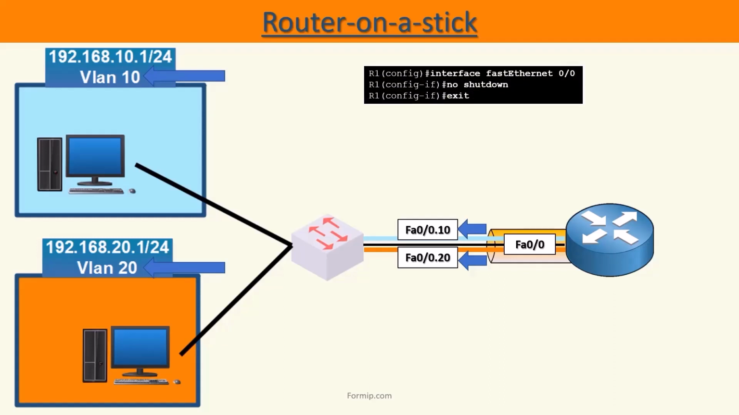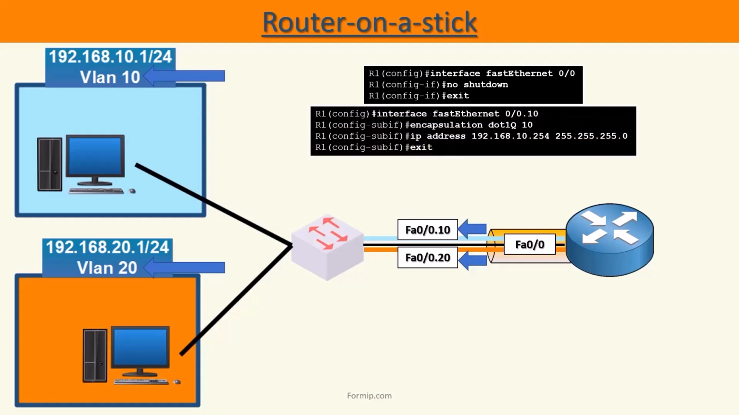We'll start by bringing up the physical interface 0/0 of the router with a no shut. Then we will go into the configuration mode of the sub-interface 0/0.10. The encapsulation dot1q command plus the number of the VLAN is very important because it tells the router which VLAN belongs to this interface. And for the IP address, we assign an IP that is part of the same network as VLAN 10 on the virtual interface. Here we choose the last usable IP, the 254. This IP will therefore be our default gateway for all PCs of VLAN 10.